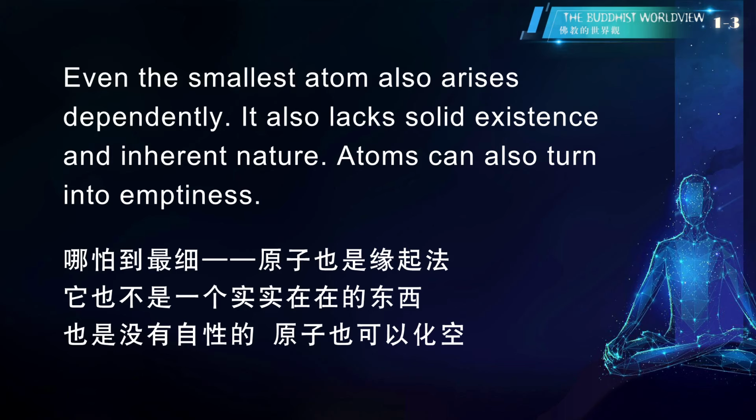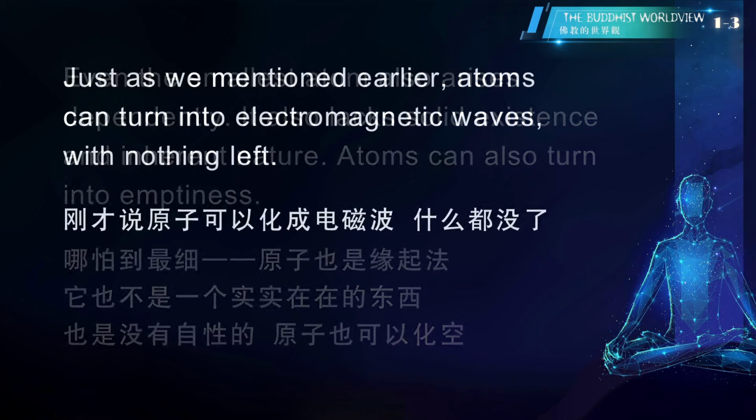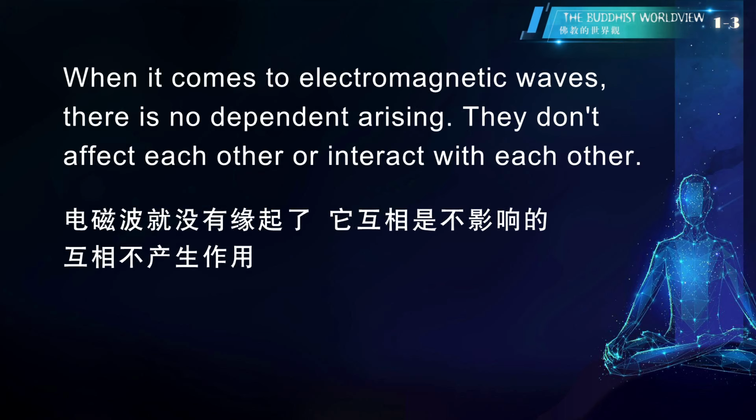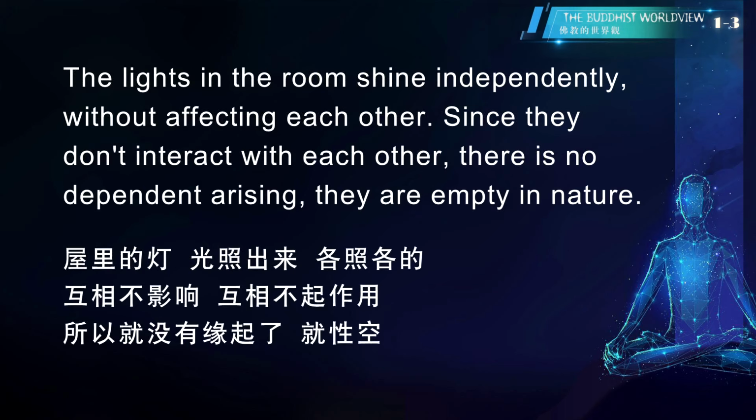Atoms can also turn into emptiness. Just as we mentioned earlier, atoms can turn into electromagnetic waves with nothing left. When it comes to electromagnetic waves, there is no dependent arising. They don't affect each other or interact with each other. The lights in the room shine independently, without affecting each other. Since they don't interact with each other, there is no dependent arising. They are empty in nature.